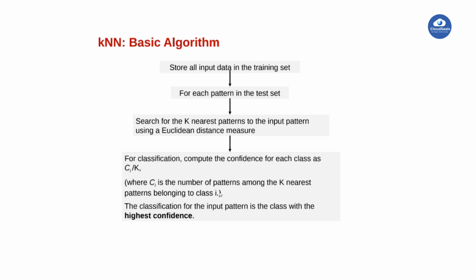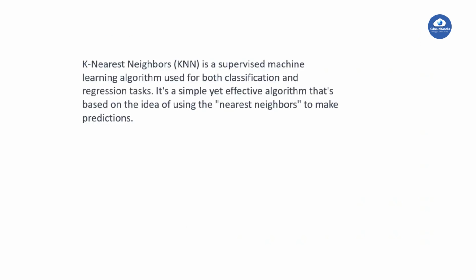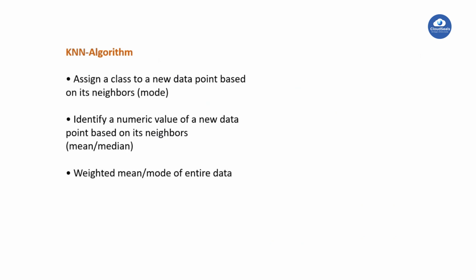Whenever a new data point comes, based on the new data point's pattern, we need to say, yes, this data point pattern belongs to this class, and I am able to say it with this much confidence. The classification for the input pattern is the class with the highest confidence. In logistic regression, whatever class gets the highest probability, we predict that as the class for the new data point. Just like that, for example, when we get a new data point, we will calculate what the confidence is.